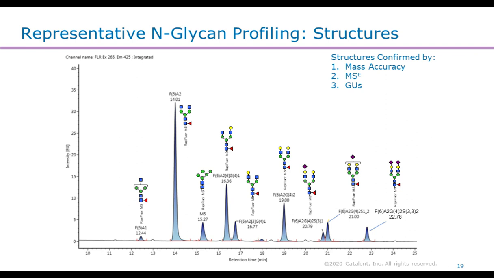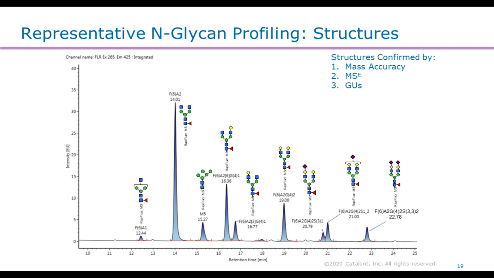So a typical result will look like this. We can see that this is a fluorescence chromatogram. It shows representative N-Glycan structures, a representative N-Glycan profiling result. You can see the y-axis displays fluorescence, while the x-axis shows the retention time of each N-Glycan.